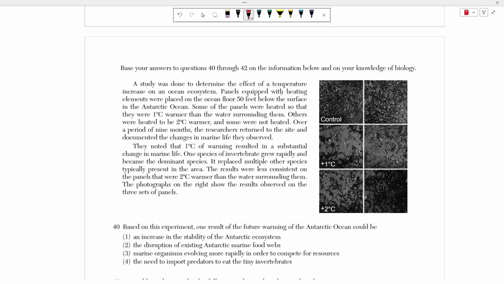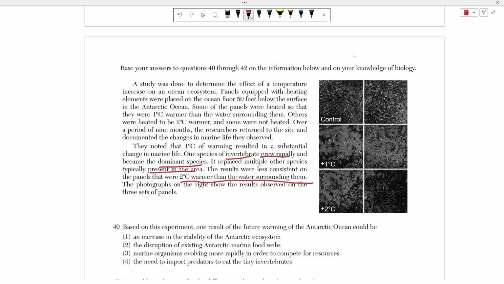Over a long period of 9 months, the researchers returned to the site and documented the change in marine life that they observed. They noted that the 1 degree Celsius of warming resulted in a substantial change in marine life. One species of invertebrate grew rapidly and became the dominant species. It replaced multiple other species typically present in the area. The results were less consistent on panels that were 2 degrees Celsius warmer than the water surrounding them. The photographs on the right show the observations on the 3 sets of panels.